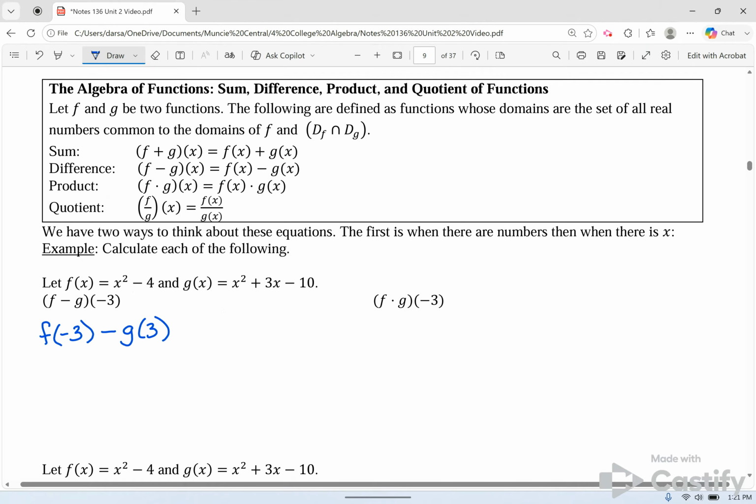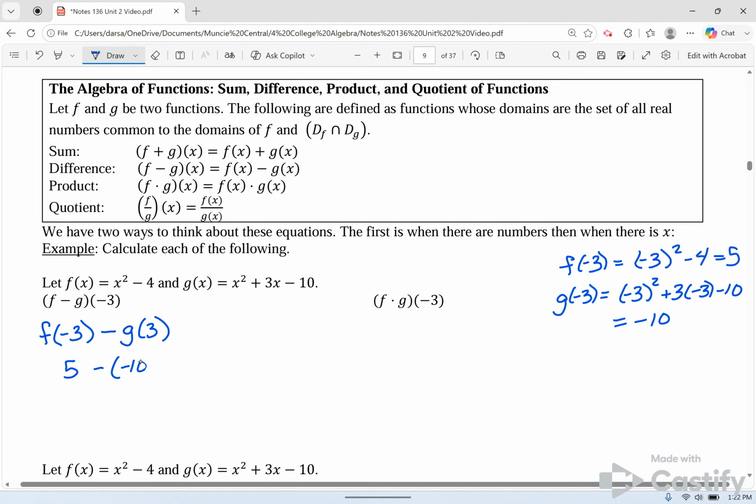So all we need to do is come over here on the side and say, well, what is f of negative 3? If I plug a negative 3 into this equation, what do I get? I get 5. And if I plug negative 3 into the x's of the g equation, what do I get? I get negative 10. Well, if f of negative 3 is 5 and g of negative 3 is negative 10, then when we subtract the two, minus a negative is positive, so f minus g of negative 3 is 15. It's that easy when we have numbers.